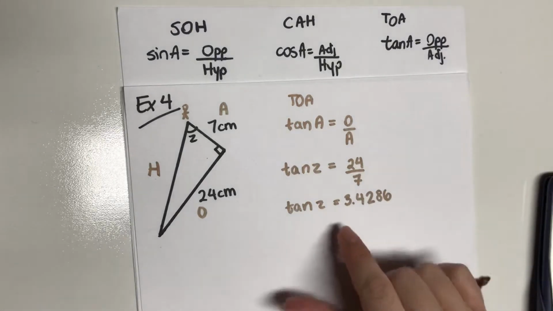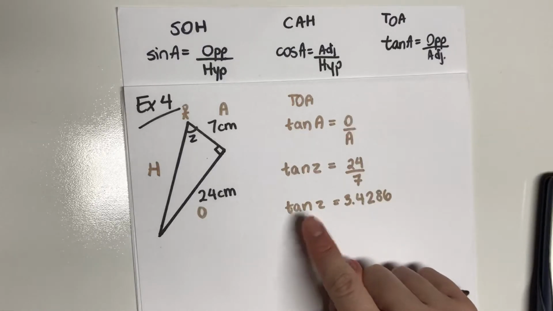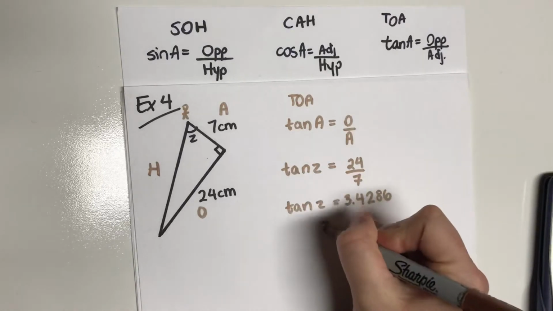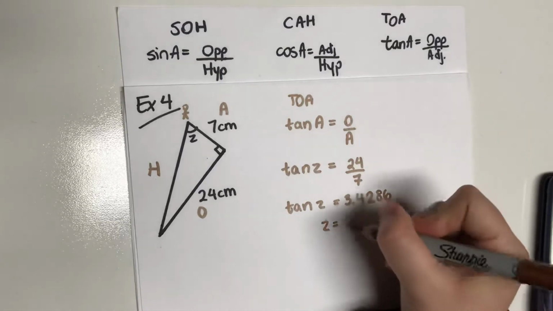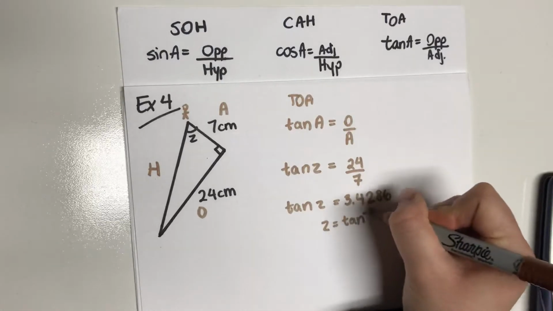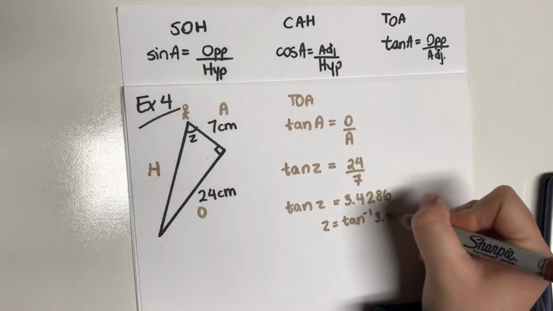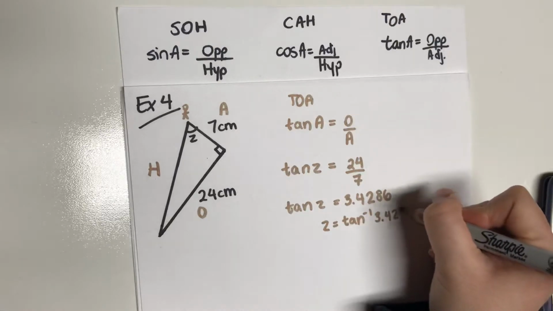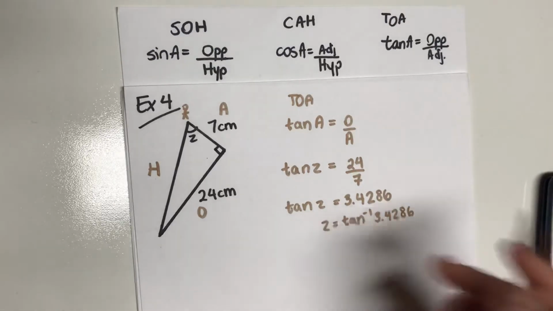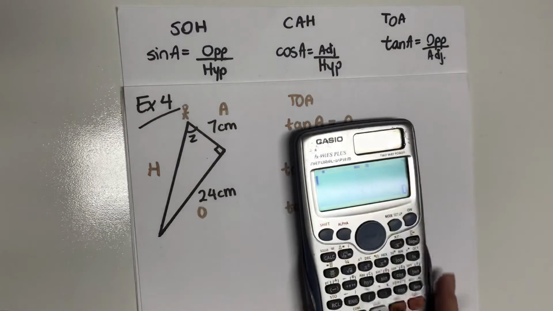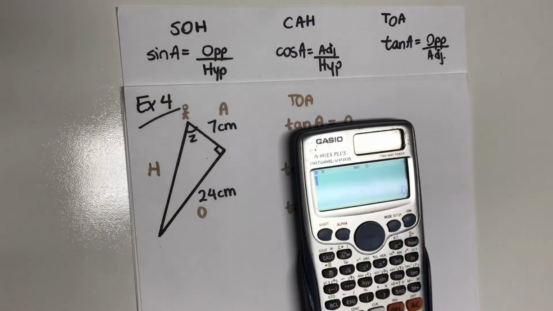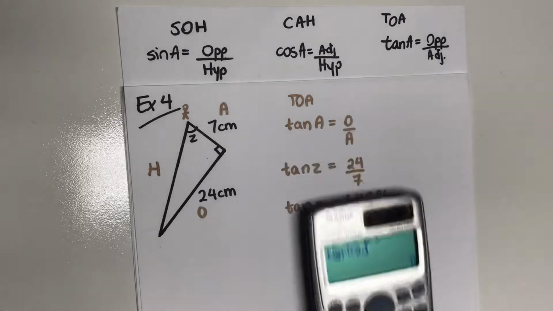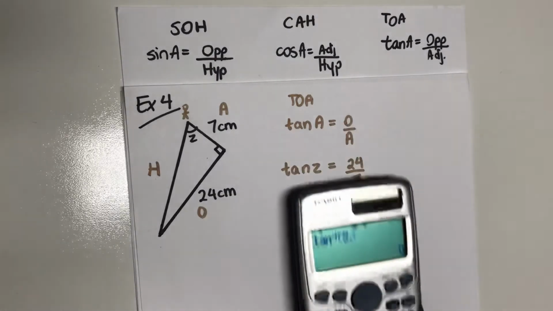Then I'm going to use the inverse of tan, so the opposite on the other side. Z is going to be isolated, and I'm going to say tan -1 3.4286. And I'm going to put that in my calculator. So I'm going to use the shift button, tan, and then 3.4286.